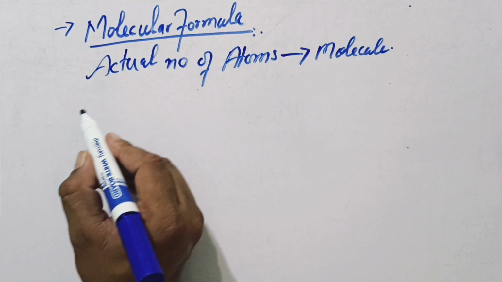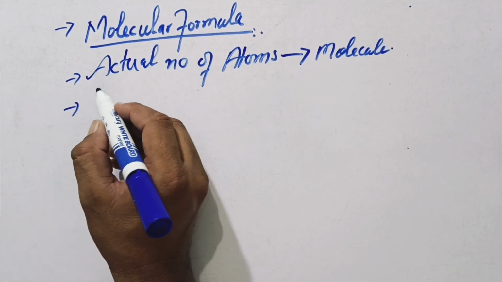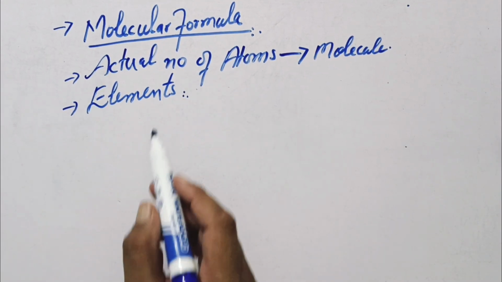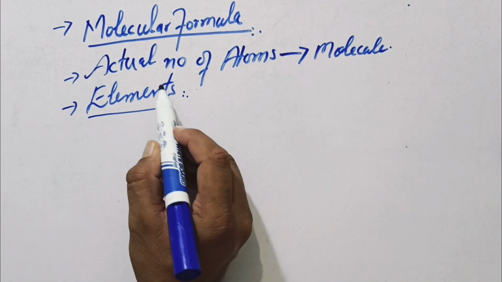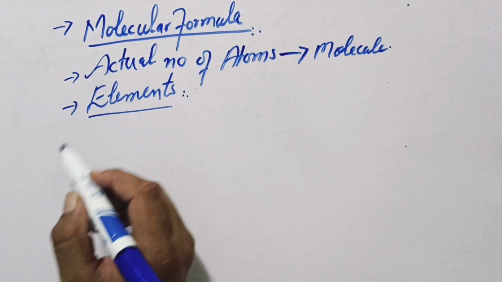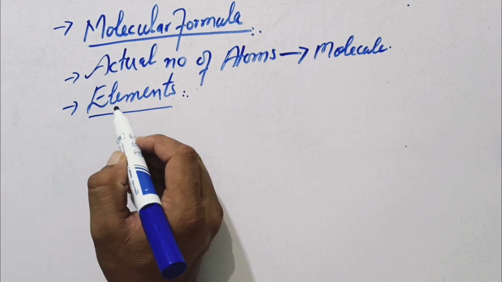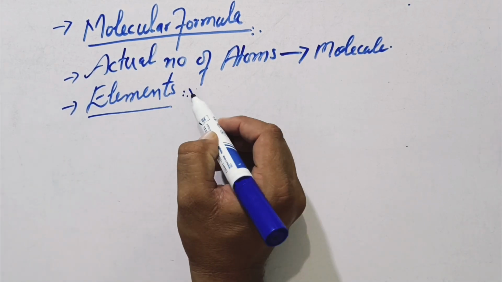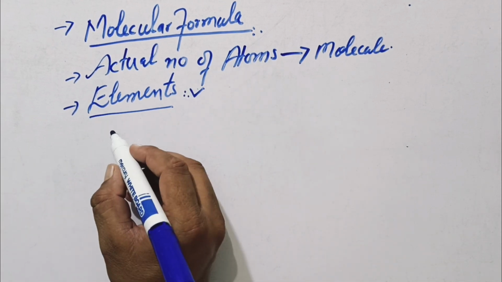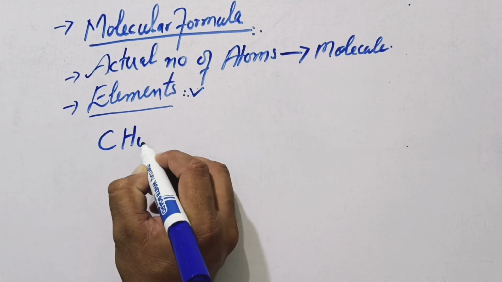Similarly, molecular formula tells us the types of element. So the molecular formula tells us the element and the atoms of that element. So from the molecular formula we acquire two pieces of information. First the element and the other is the number of atoms. For example, the molecular formula of methane is CH4.